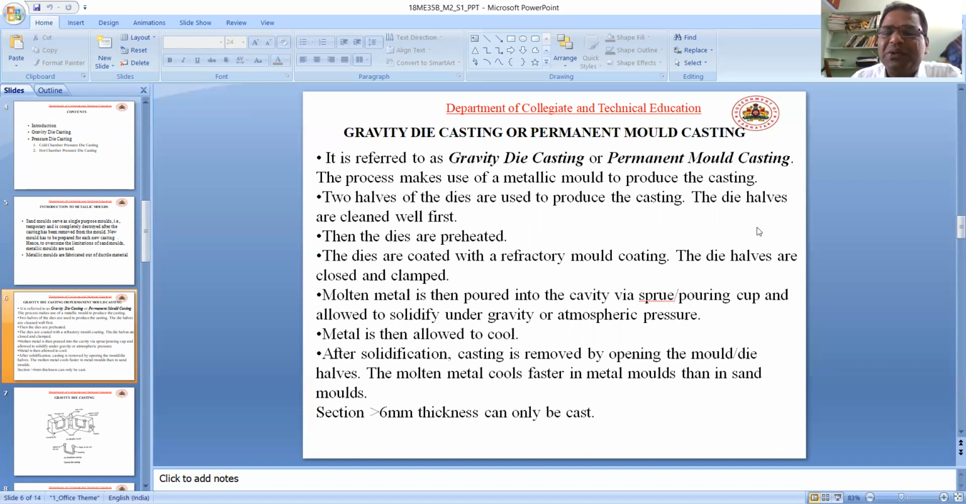Molten metal is then poured into the cavity via the sprue or pouring cup and allowed to solidify under gravity or atmospheric pressure. Metal is then allowed to cool. After solidification, the casting is removed by opening the mold or die hollows. The molten metal cools faster in metallic molds than in sand molds. 6 mm thickness can be cast.